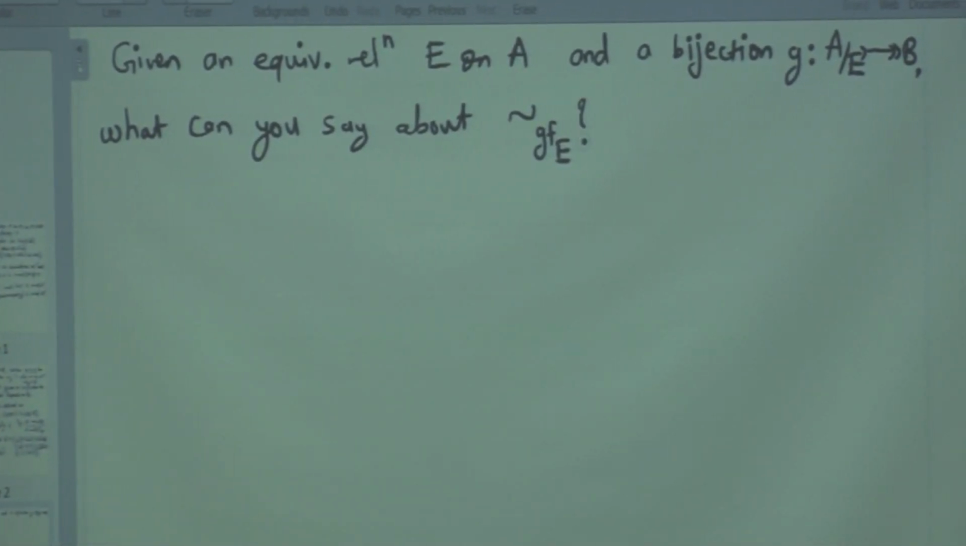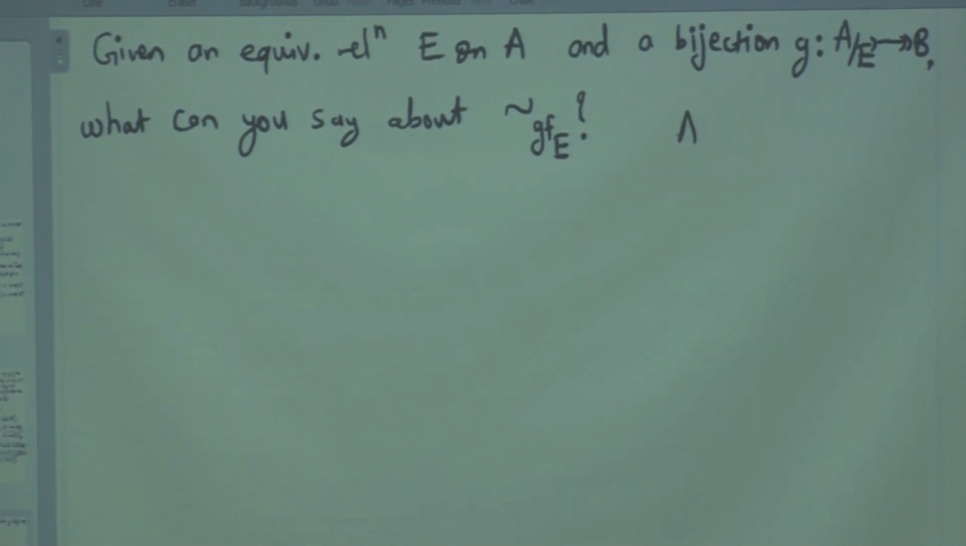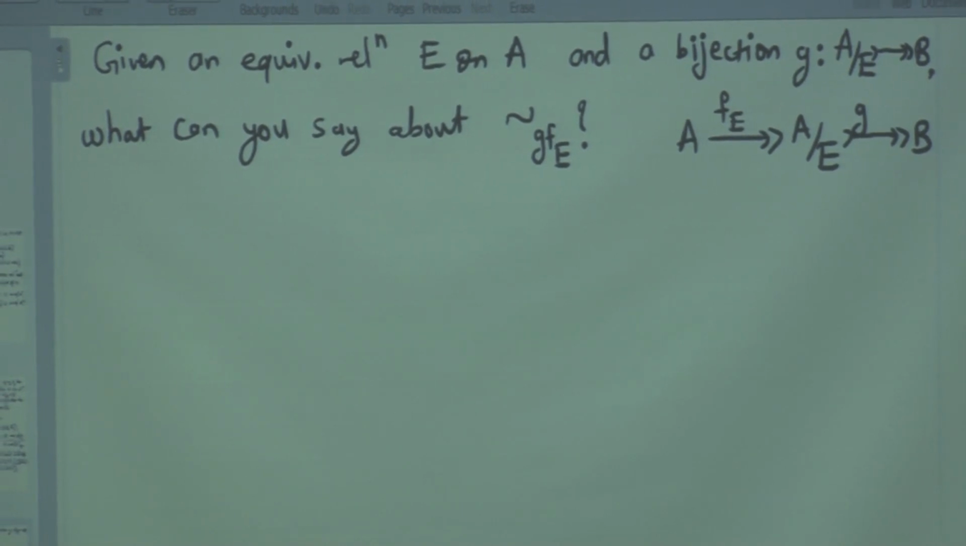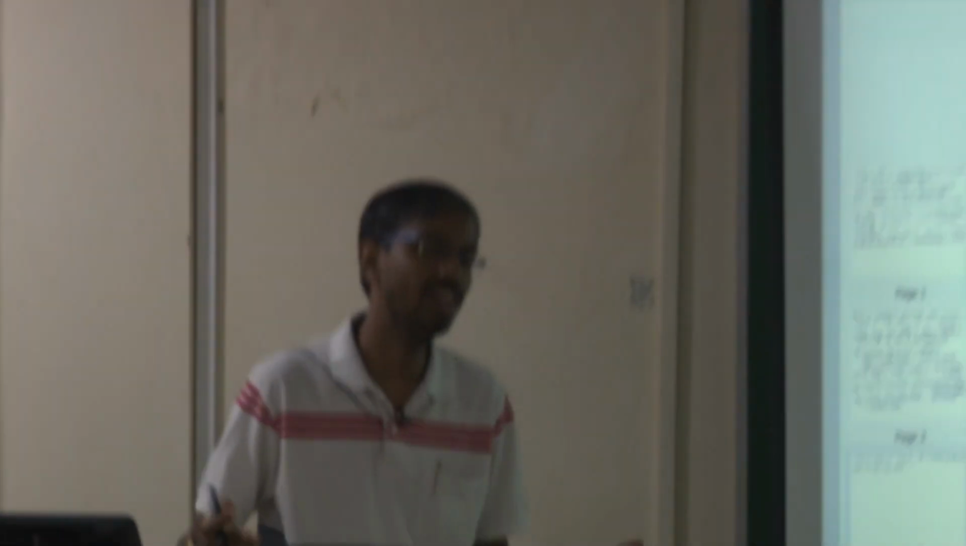What can you say about this? So let me write it down. You have A, then from A there is a surjection f sub E onto A mod E, and now there is a bijection g from A mod E to B. So now what can you say about g composed with f sub E? It is surjective, yes. So for every surjective map we have a tilde relation associated with that map. What can you say about that? It will be an equivalence relation obviously, but which equivalence relation?